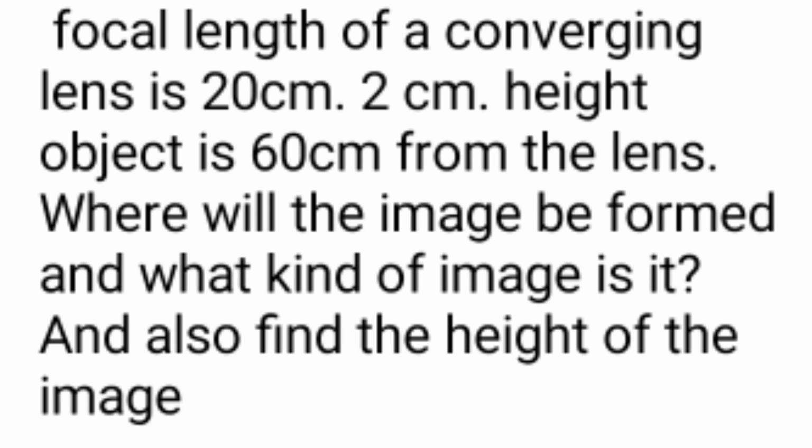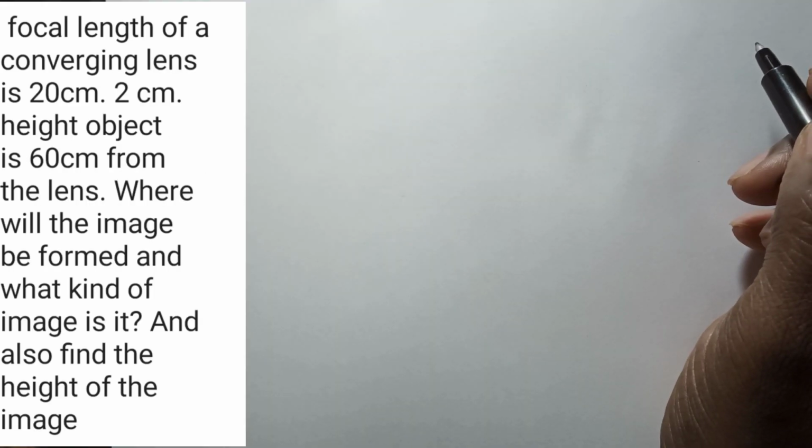So now here the problem is: the focal length of a converging lens is 20 centimeters and the height of the object is 2 centimeters. An object is 60 centimeters from the lens. So where will the image be formed and what kind of image is it? So we are going to find the height of the image, the position of the image, and what type of image that is. We are going to discuss all of that in this problem.